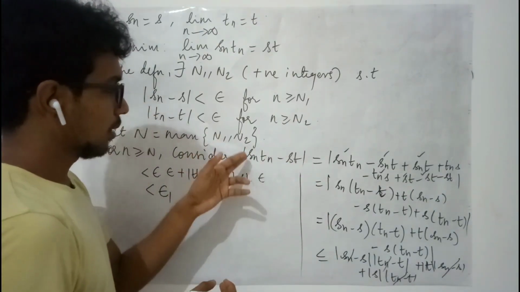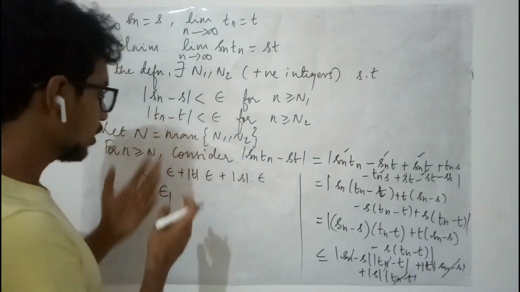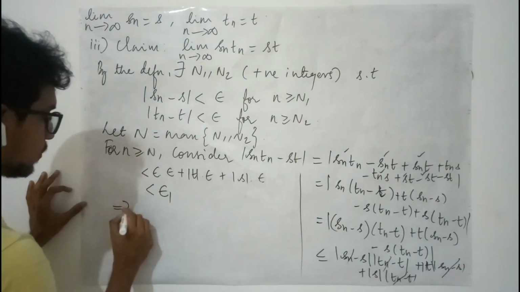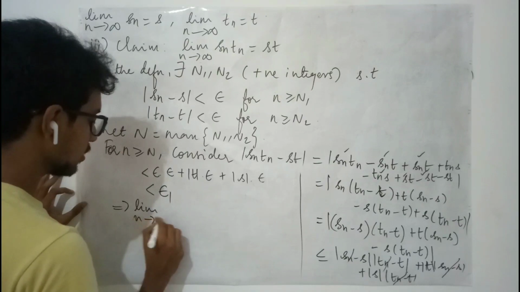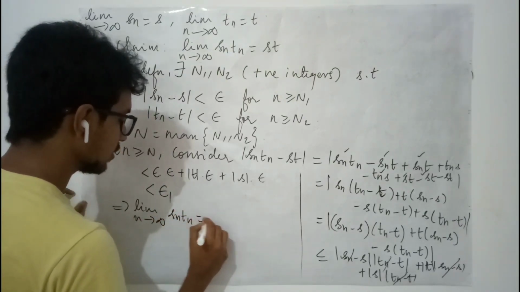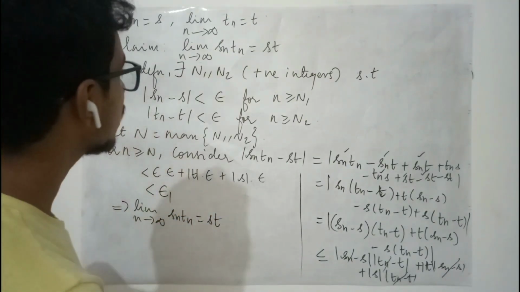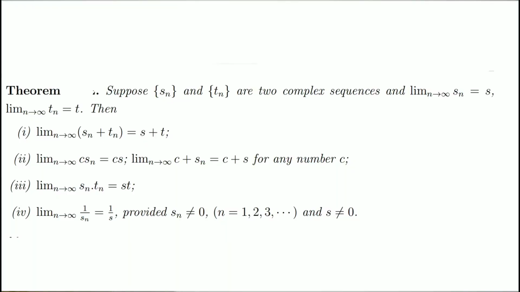Sorry, Sn Tn converges to St. That you will get. Okay, and this proves limit n tends to infinity Sn Tn as St. And in the fourth part we are about to prove the reciprocal of the convergent sequence. Terms in the convergent sequence also converge in the set of complex numbers under the standard Euclidean metric. Okay, this is a quite tricky part, and let us explore that too.